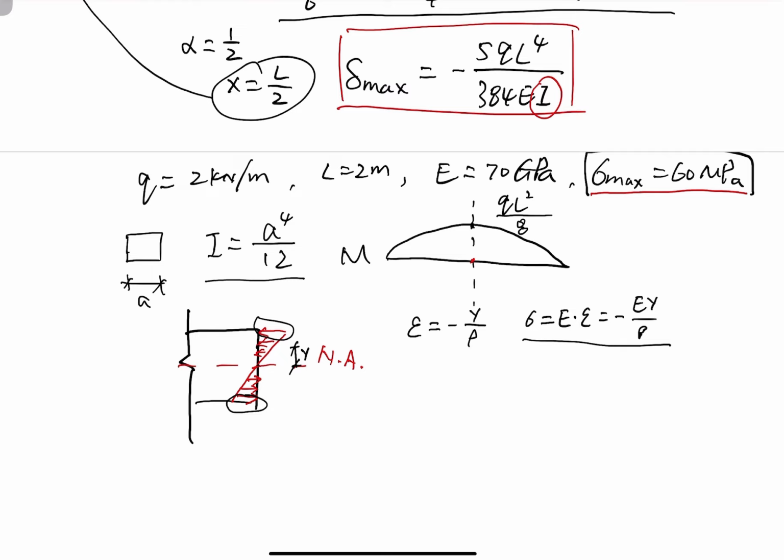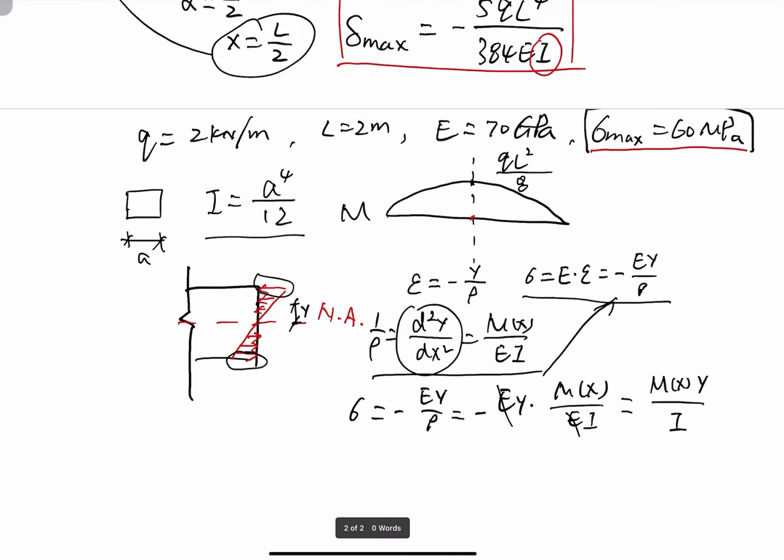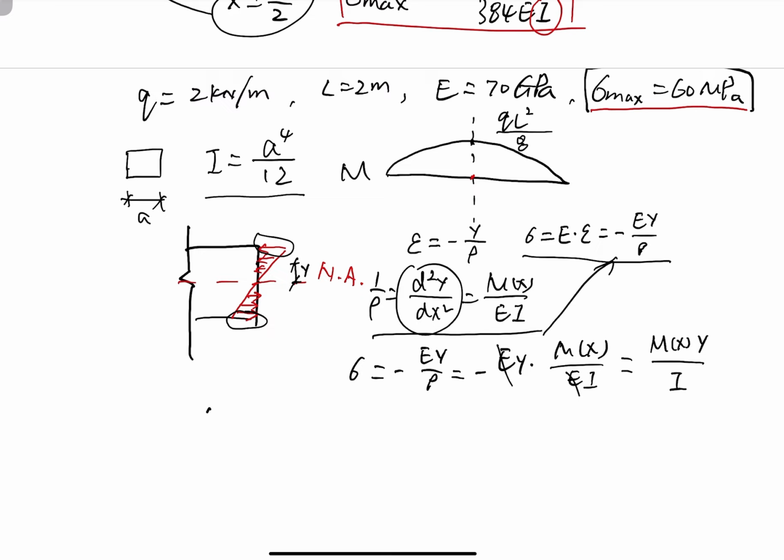We know the moment curvature equation: d squared y over dx squared, which is 1 over rho, equals M(x) over EI. So we plug this in. We get stress equal to E y over rho, equal to E y times M(x) over EI. We can cancel the E, and we get the expression for the stress: M(x) y over I.